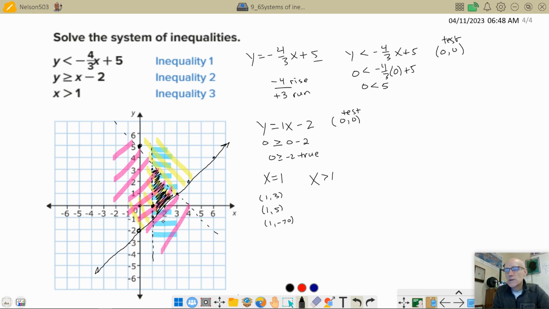Now, the book does this. The book takes a point that's in that region and it tests them out in all three of the inequalities. I don't really feel like that's necessary since I've already tested some points out. I know those points are working for my other inequalities. And so I don't really find it necessary to test another point that's in that feasible region, but that's the way the book does it.